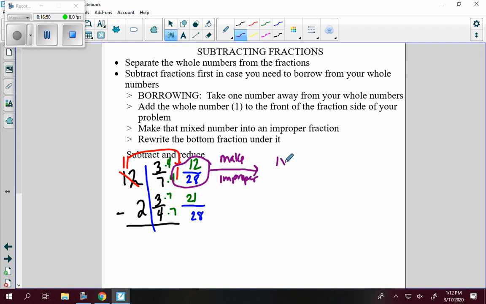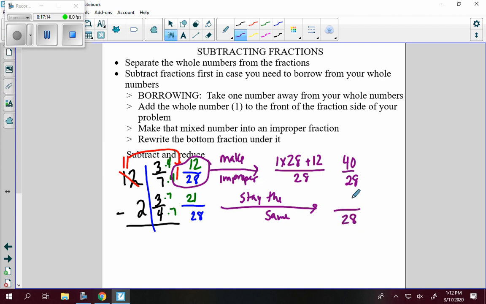And remember to do that, we did 1 times 28 plus 12, and it's all going to go over 28. So 1 times 28 plus 12 happens to be 40 over 28. And this bottom number is going to stay the same, so it's going to be 28, and the top number is 21. But now I can subtract it because 21 is less than 40. And when I subtract it, then I have 19 over 28. And don't forget your whole numbers. 11 minus 2 is now 9.